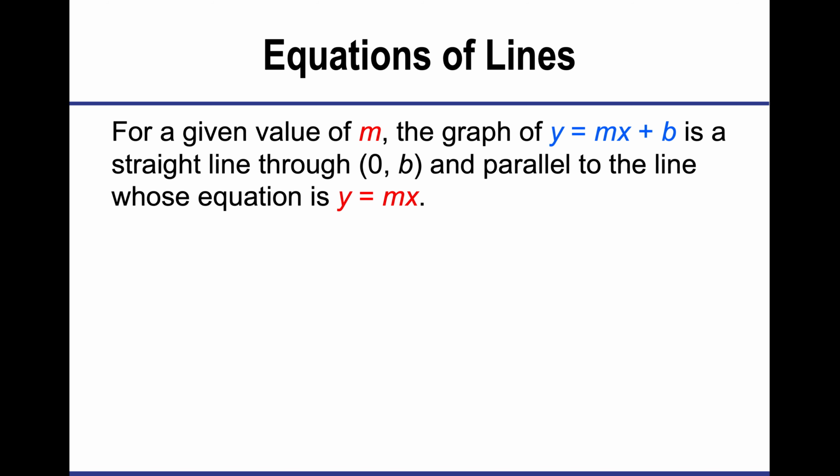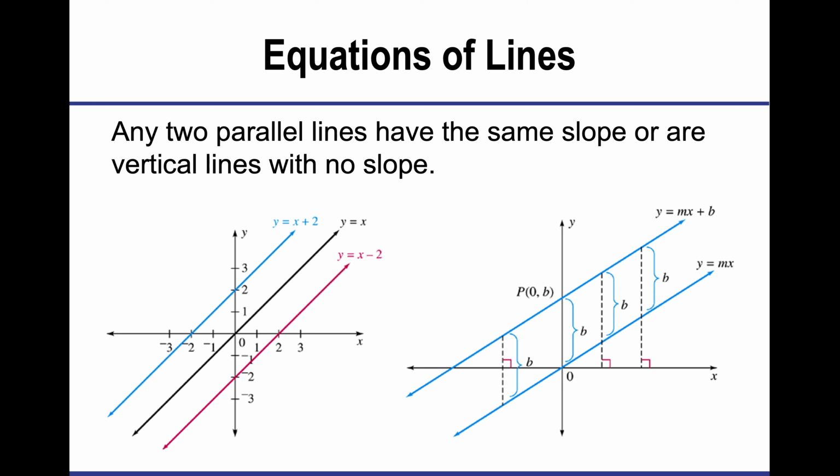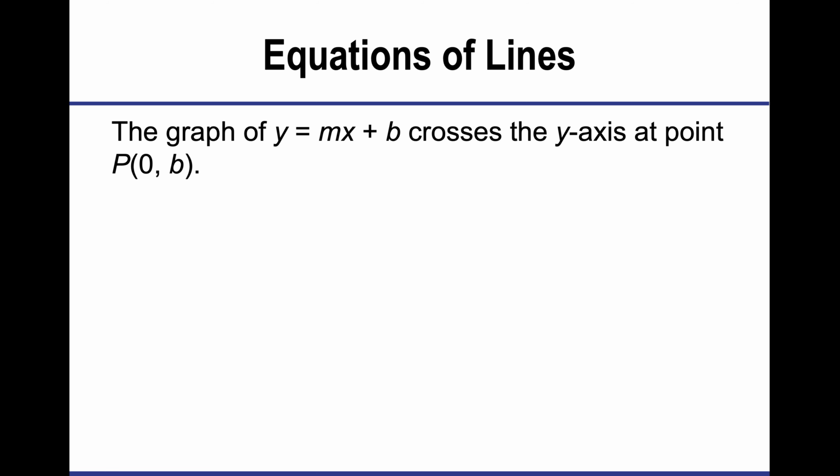Here I have something called slope-intercept, and it's going to be a straight line through 0, b, and it's going to be parallel to the line whose equation is y equals mx. The equation of the line y equals mx plus b, slope plus y-intercept, can be found from the graph of y equals m times x by moving it up or down by a certain number of units. So it's like you literally pick the graph up and you move it by whatever the value of b is. So this is this idea shown visually of picking up the graph and moving it. The graph is going to cross the y-axis at the point 0, b.